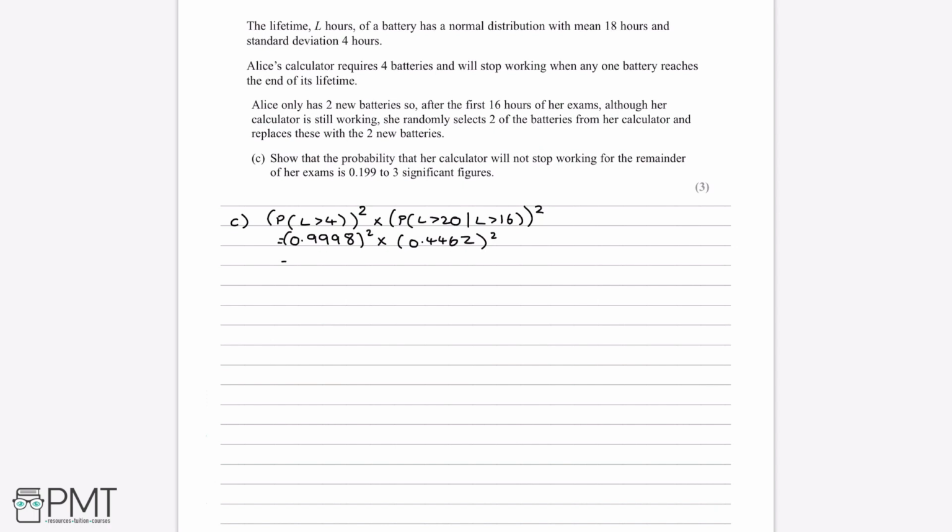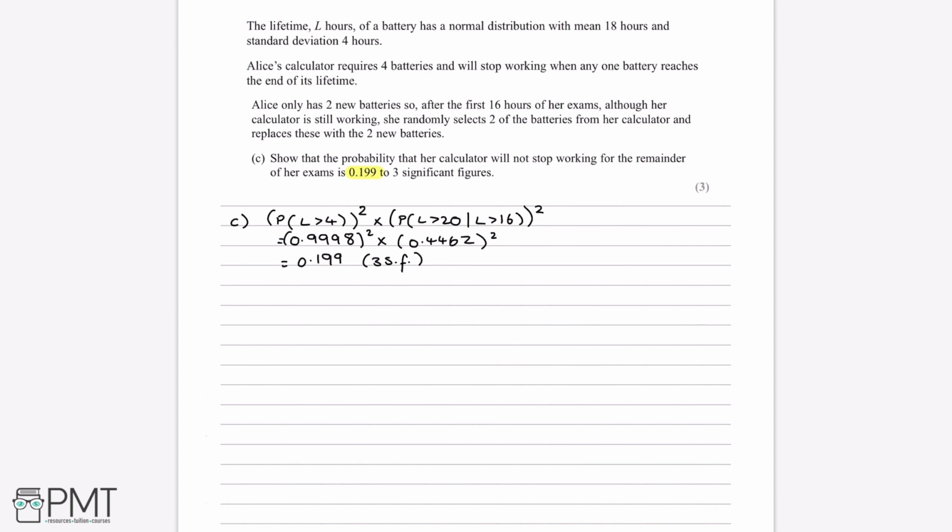And now if we do this calculation, we find that the total of this is equal to 0.199, and that's to 3 significant figures. And this is the answer that we wanted to find. We wanted to show that it was equal to 0.199, and we've done that because this is the probability for each of the 4 batteries multiplied together.